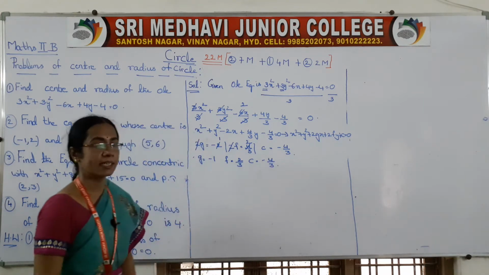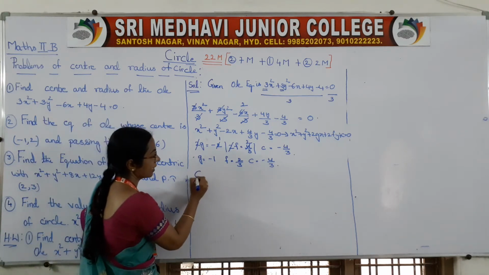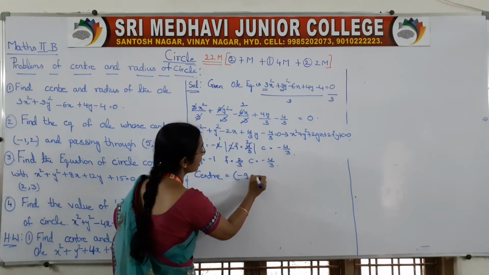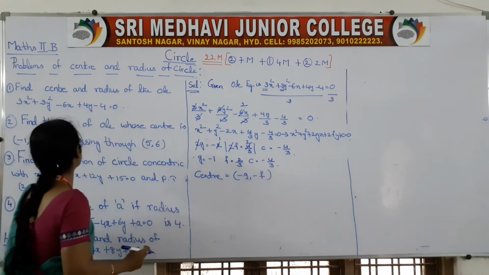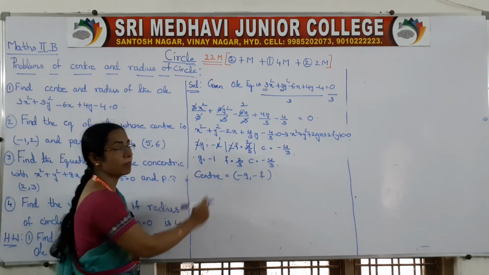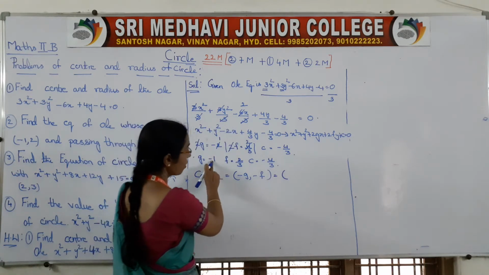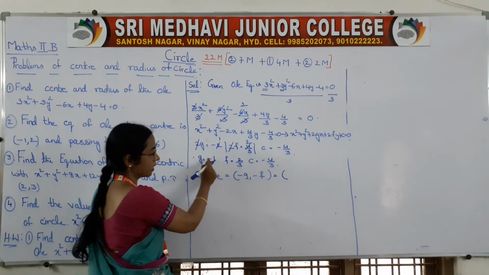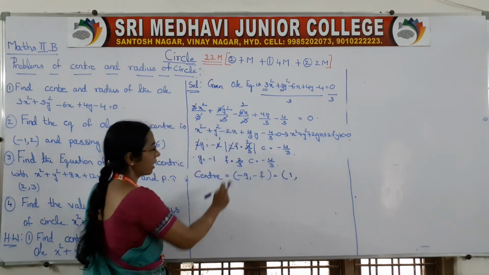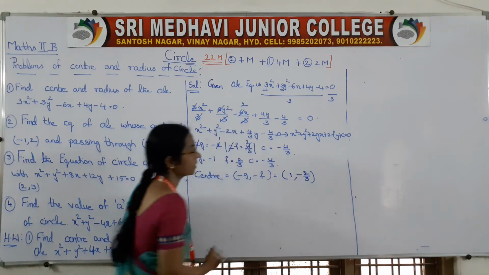So, now whenever it is general form, I said the center formula is, center is always minus g, minus f. What is the question asked? Find the center and the radius of this circle. So, center is minus g, minus f, which is minus of minus 1, since g is already minus 1, minus of minus is plus. And f is 2 by 3, but the formula is minus f, so minus 2 by 3.